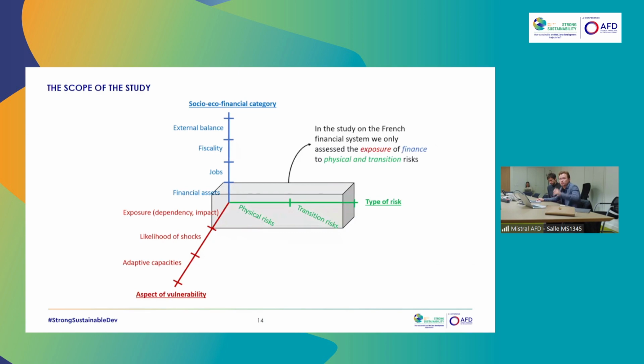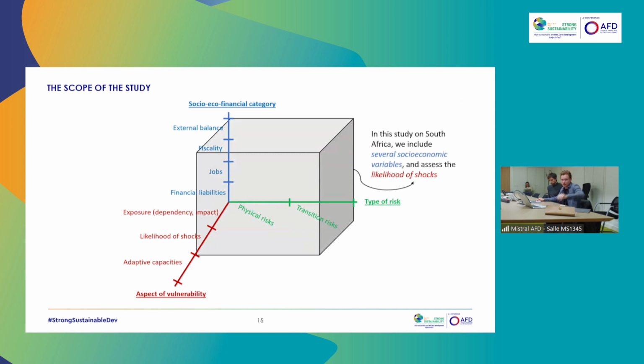In the Science Spring study we published last year for the French financial systems, we assessed physical and transition risks, the exposure of the French financial systems to physical and transition risks. So we only assessed the dependencies and the impacts of assets toward biodiversity. But in South Africa, we want to assess new socioeconomic categories, still for physical and transition risks, and above all, we want to integrate some aspect of the likelihood of shocks. It will be clarified further afterward.